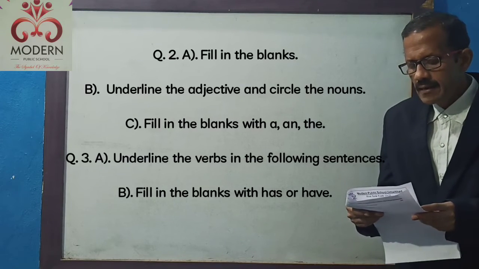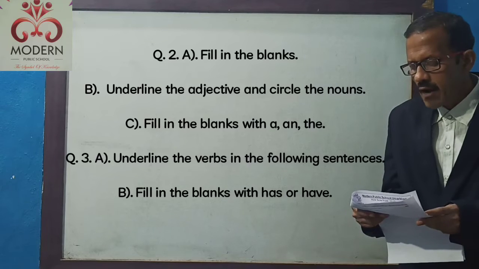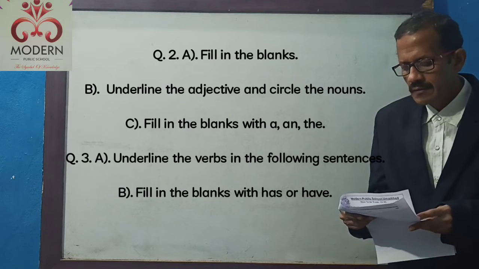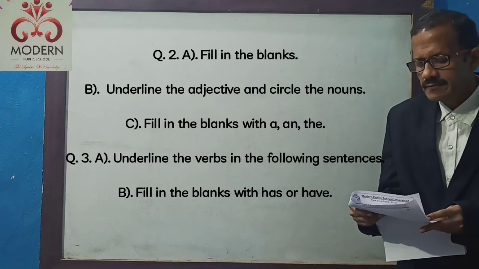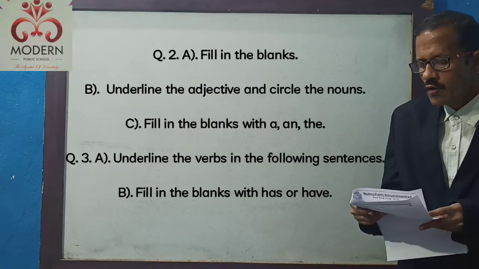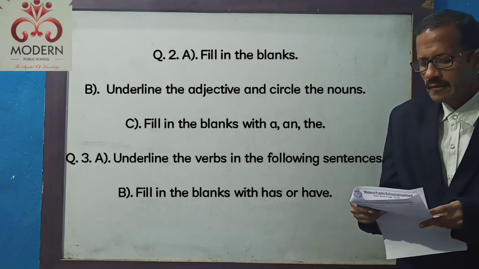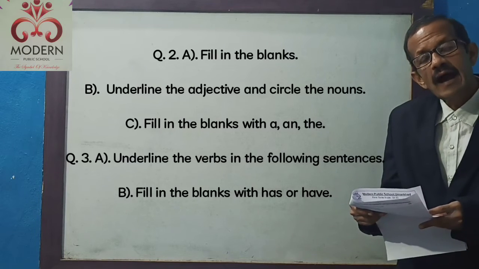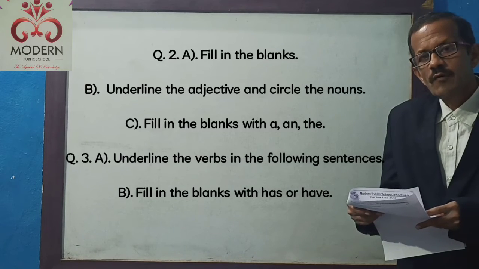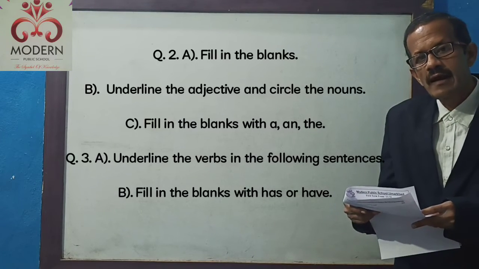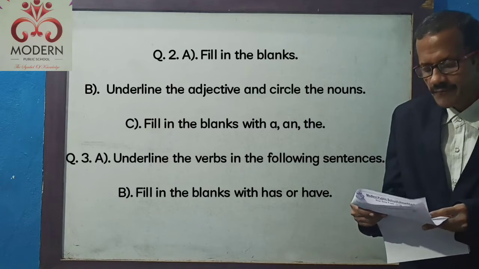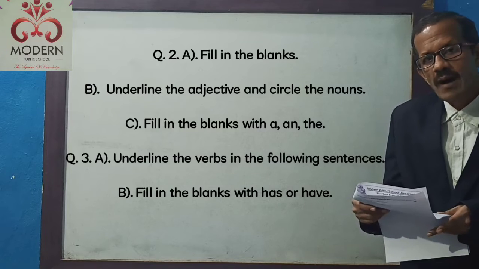Now student, we will see question number 2B. Underline the adjectives and circle the noun they describe. Some sentences are given. You have to find the adjectives and nouns in those sentences. First of all, you have to find the adjective and underline it, and you have to circle the noun that the adjective describes. It is also for 5 marks, student.